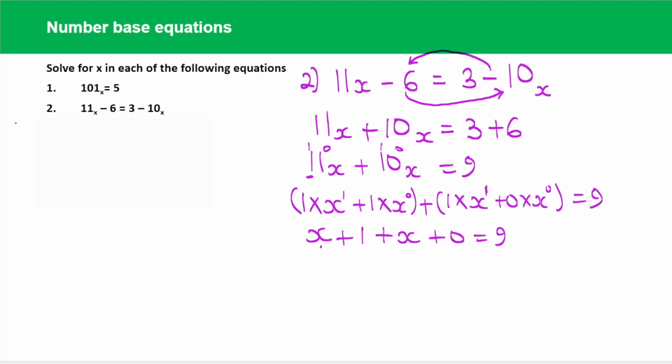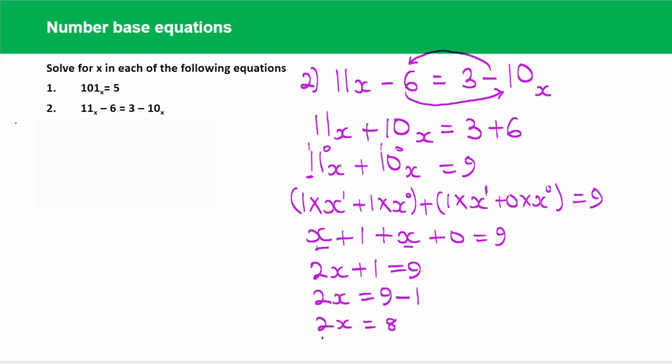So we have x plus x. X plus x will give us 2x. Plus 1 plus 0 will give us plus 1 equals to 9. So from here we collect like terms. I move plus 1 from the left over to the right hand side. That will give me minus 1. So that will be 9 minus 1. And I will have 2x is equal to 8.